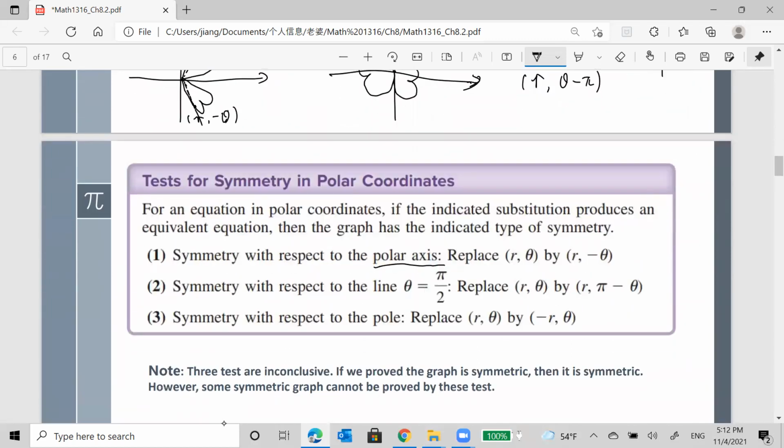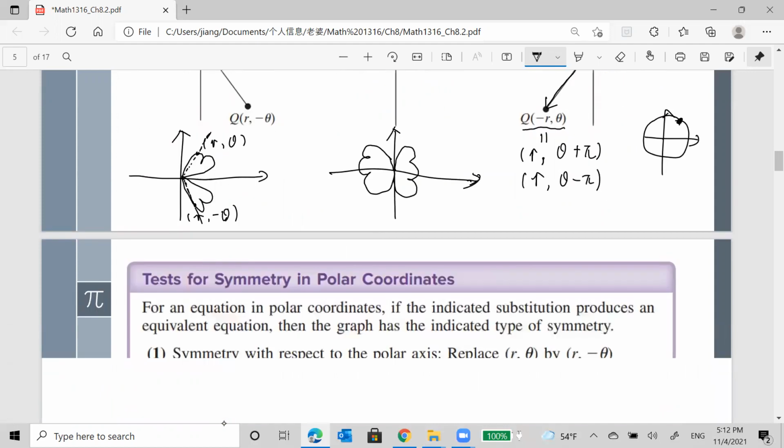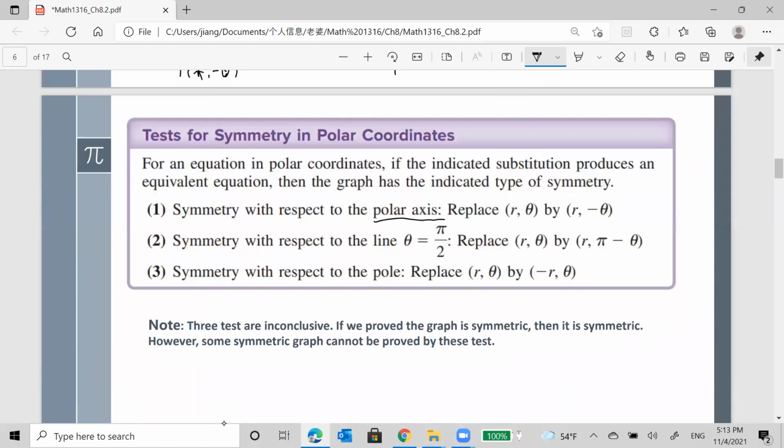And next, symmetry with respect to the pole. Replace (r, theta) by (negative r, theta). It's the same thing like this in the image. You can also replace (r, theta) by (r, theta plus pi), or (r, theta minus pi). So you can replace by the positive r, with theta plus or minus pi. You can do either one.